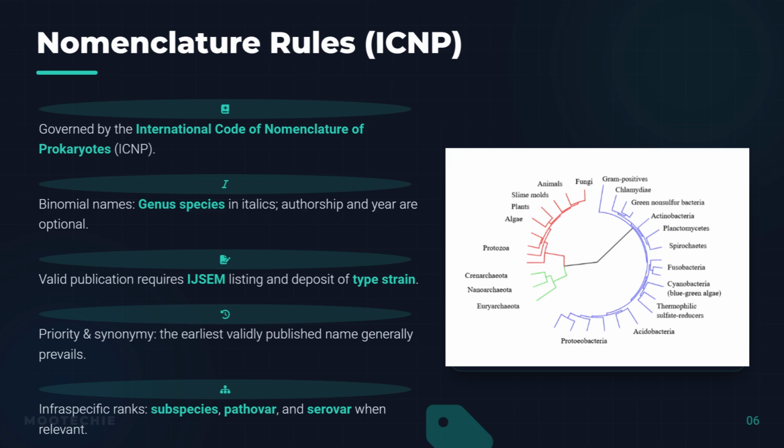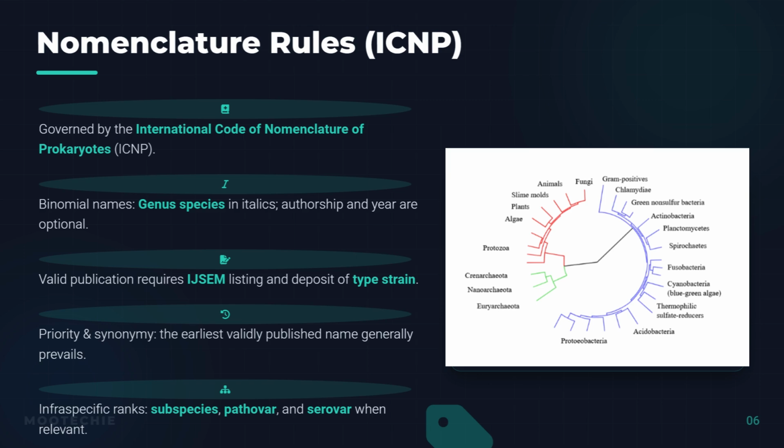Rule 2. Valid publication requires listing in the International Journal of Systematic and Evolutionary Microbiology and deposit of a type strain. You can't just name a new bug, you must publish it in the right journal and deposit the reference strain in a public culture collection. Rule 3. Priority and synonymy. The earliest validly published name generally prevails.